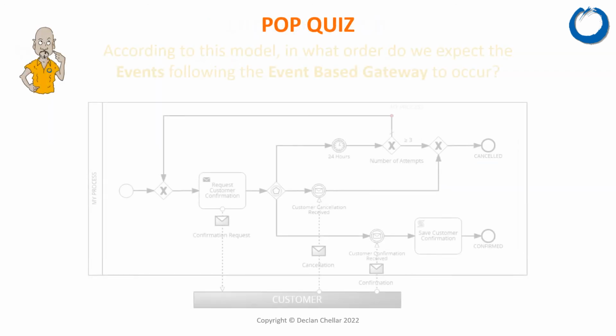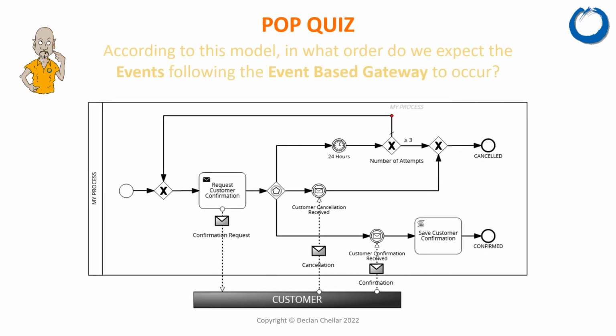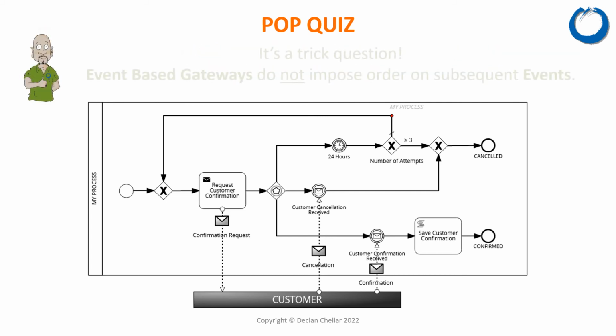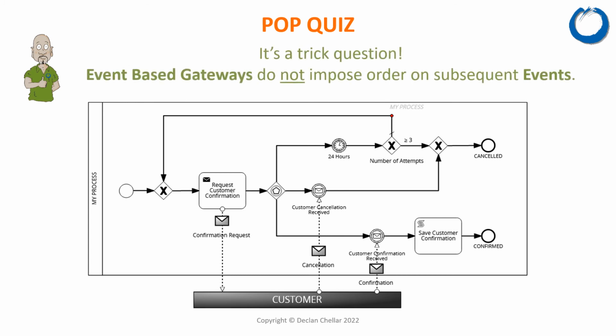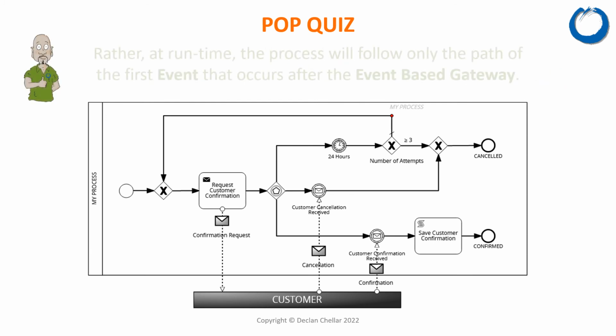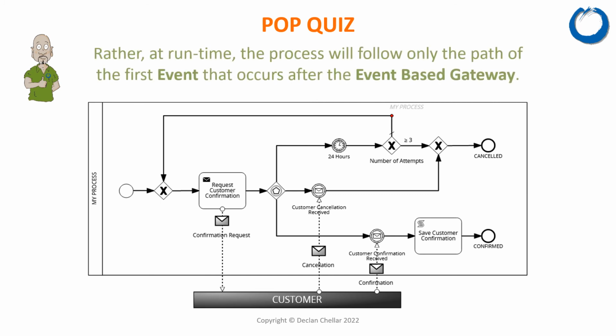According to this model, in what order do we expect the events following the event-based gateway to occur? Pause the video if you need to think about it. It's a trick question. Event-based gateways do not impose order on subsequent events. Rather, at runtime, the process will follow only the path of the first event that occurs after the event-based gateway.